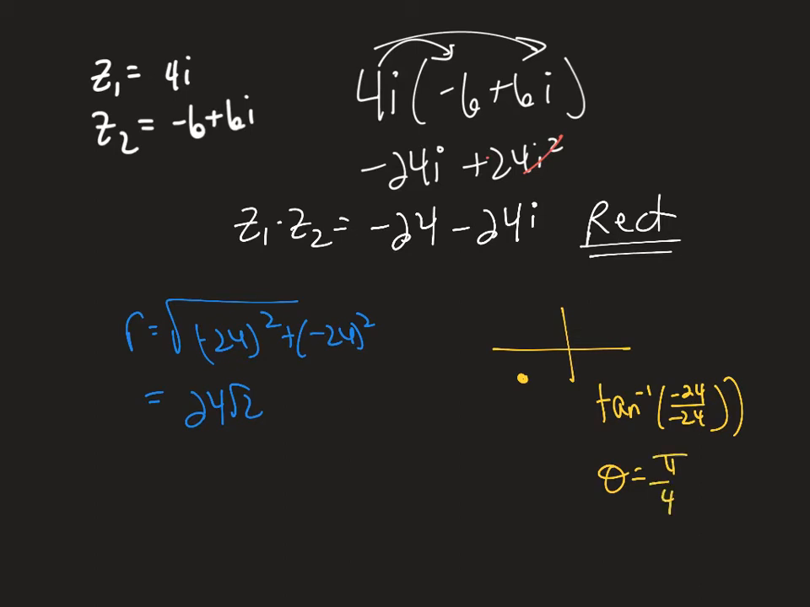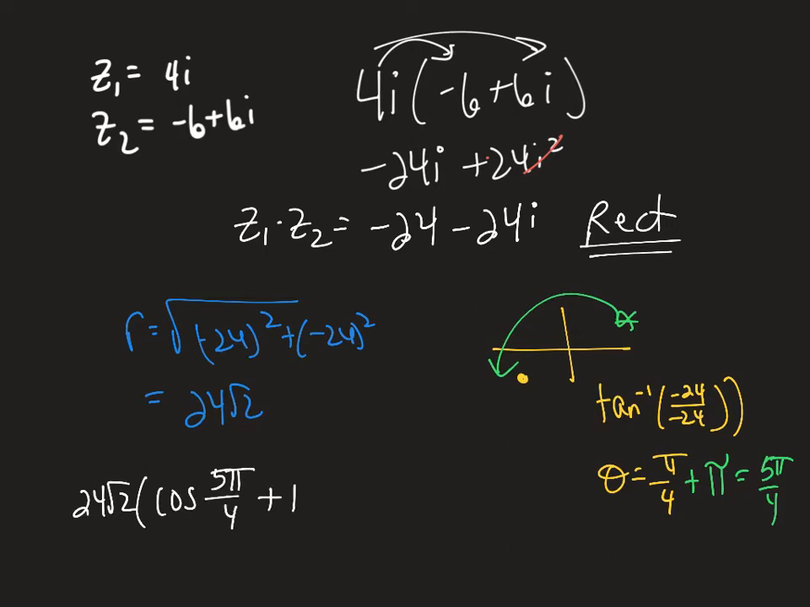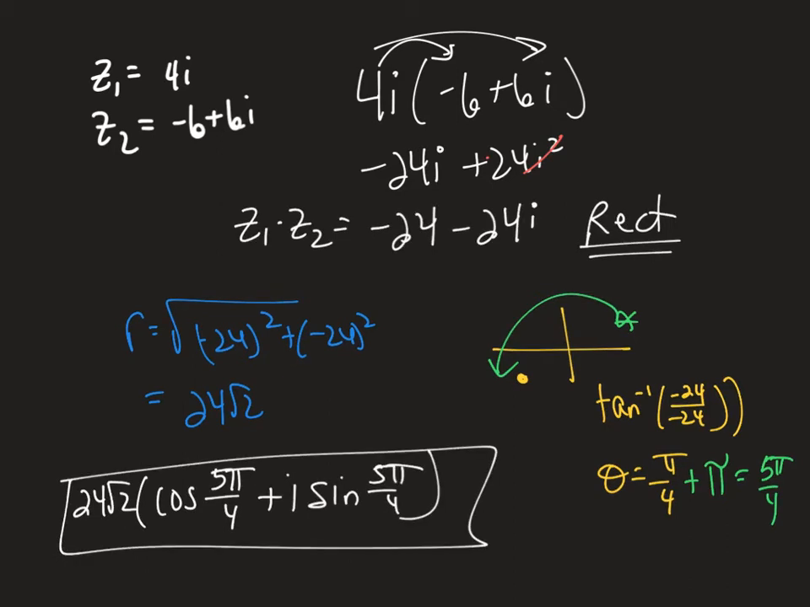But remember, pi over 4 is up here. You don't want to be there. You want to be in the third quadrant. So you're going to add that 180 or the pi to it. And so your actual angle is going to be 5 pi over 4. So when you write it in polar form, it is going to be 24 radical 2 times the cosine of 5 pi over 4 plus I sine 5 pi over 4. Okay, so that is your polar form for that.